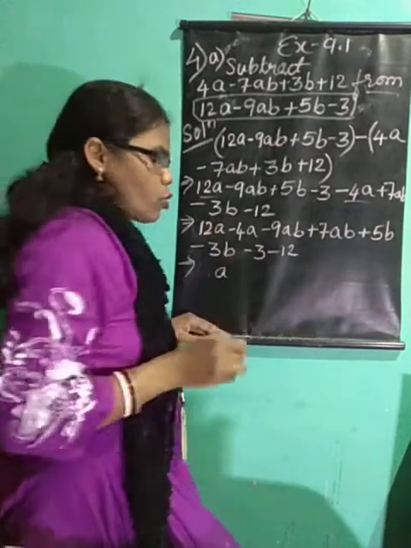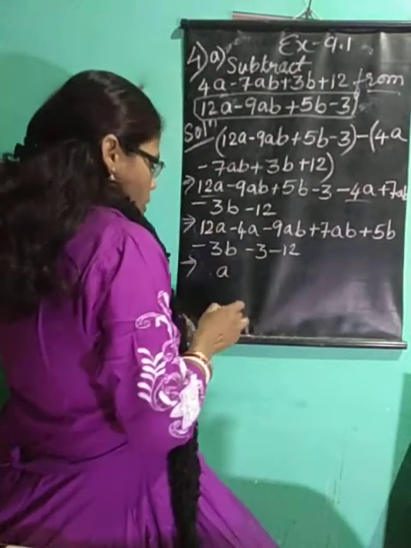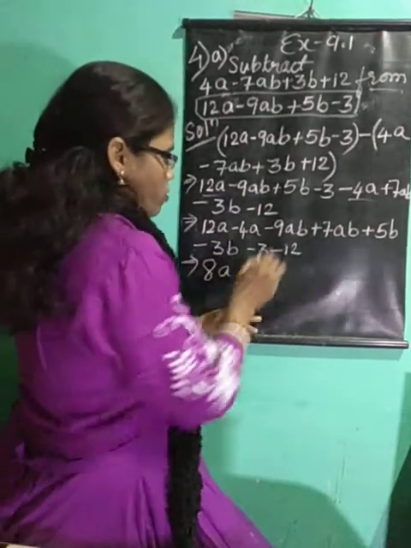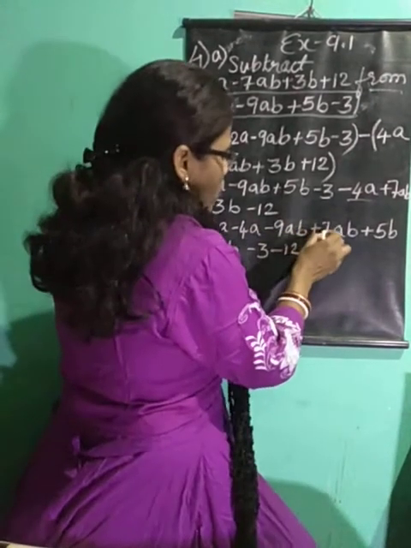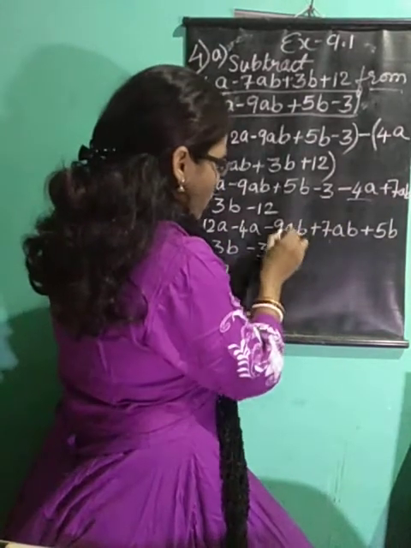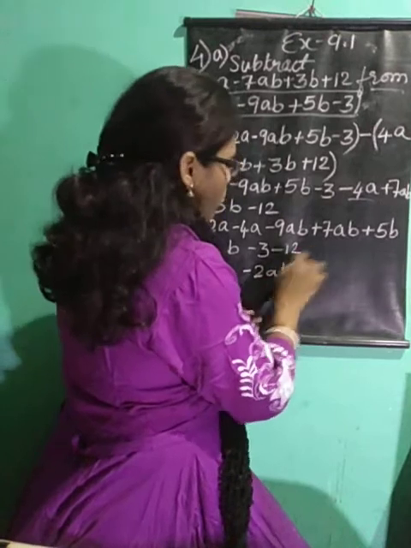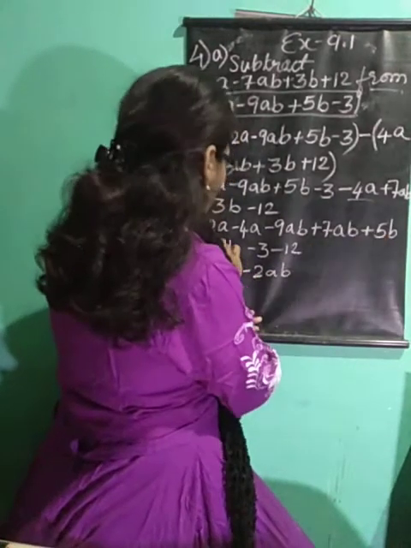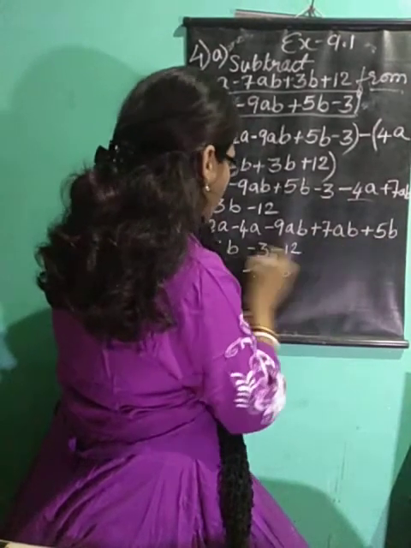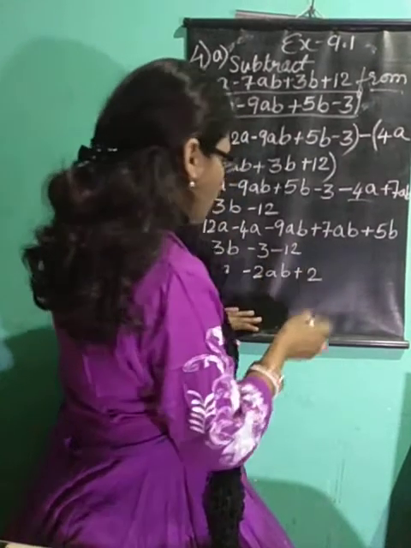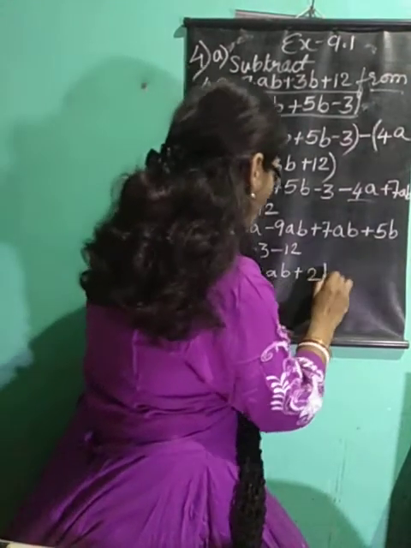Now 12 minus 4, how much you get? 8, 9, 10, 11, 12. So you have 8a. You have here minus 9 and here plus 7. So minus 9 plus 7 is minus 2ab. Okay. Here plus 5 and minus 3. So plus 5 minus 3 is plus 2. You will do minus, and the sign is of the greater number, that is plus 2b.